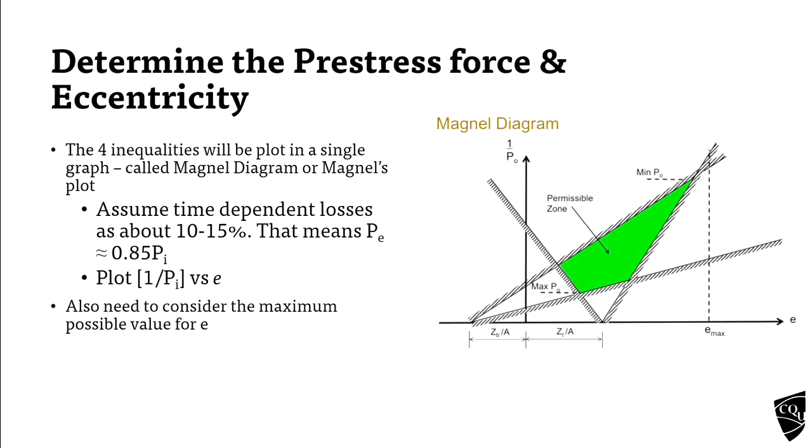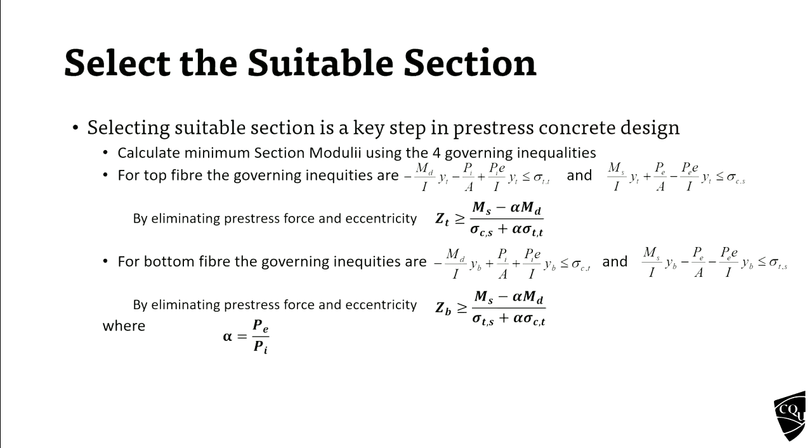But if you are not given the section, if you don't know the cross section, something like you did in the RC design, what you did, you assumed depth and checked for deflection in RC design. Here also what we do is we will assume a section, maybe depth of the section if it is a rectangular beam. So we will assume a section.